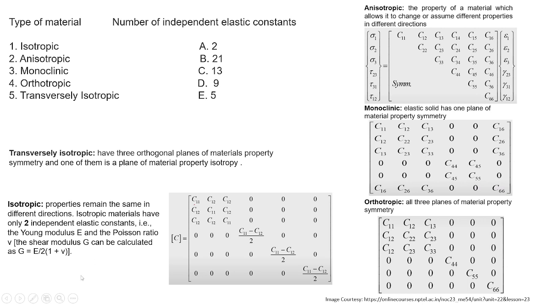There is a shear modulus also, a property, an engineering constant which we consider, but it can be defined with the help of Young's modulus and Poisson's ratio. So we consider only two independent elastic constants, and the shear modulus is dependent on those two properties.